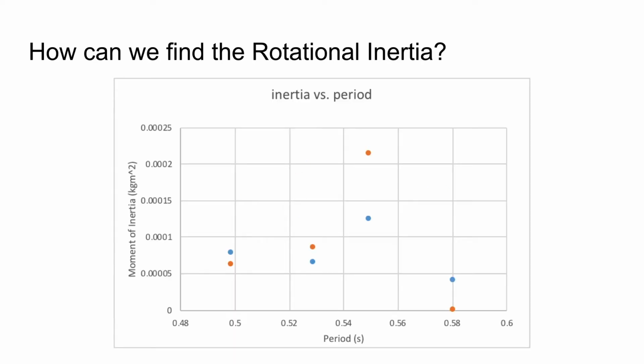So in this graph, our orange points represent theoretical points. The blue points are the actual points. As you can see, there are some quite big differences. This may have been due to poor measuring of the masses or measuring of the periods. It's quite hard to tell.